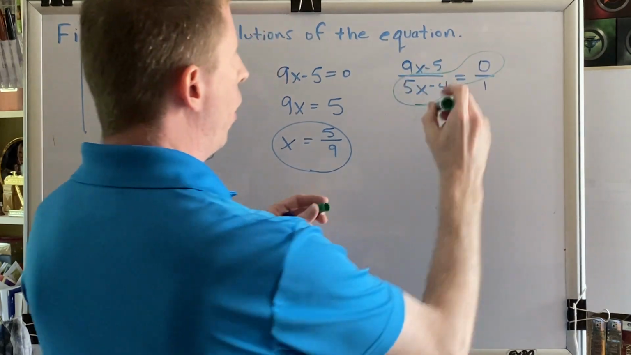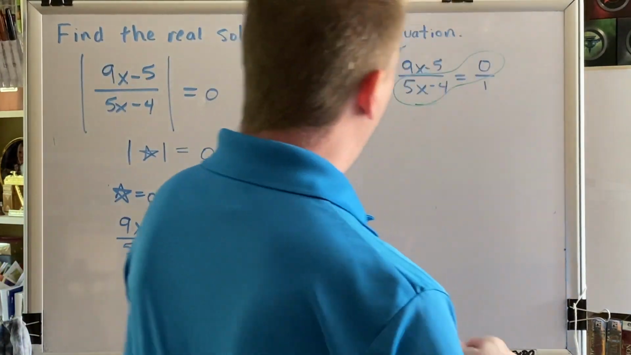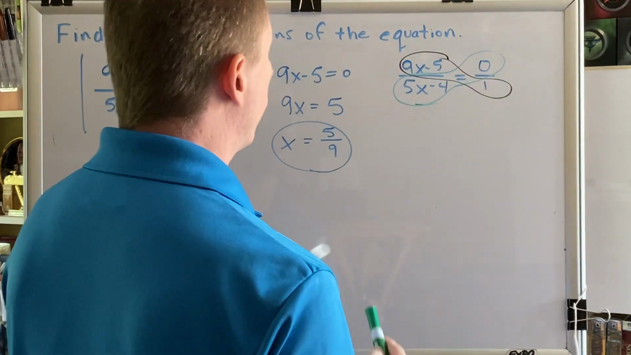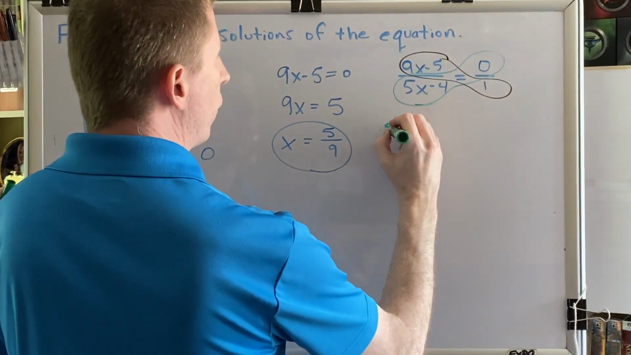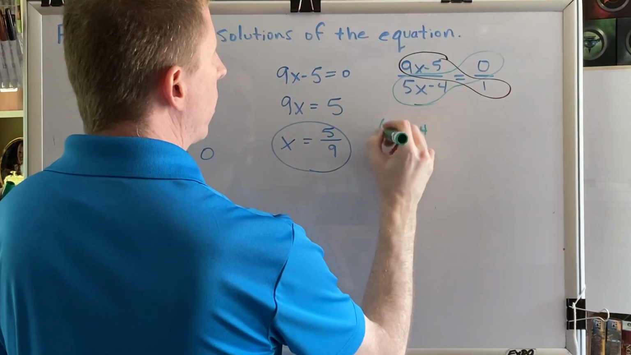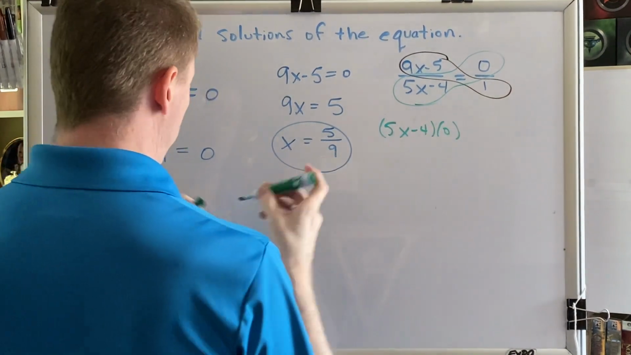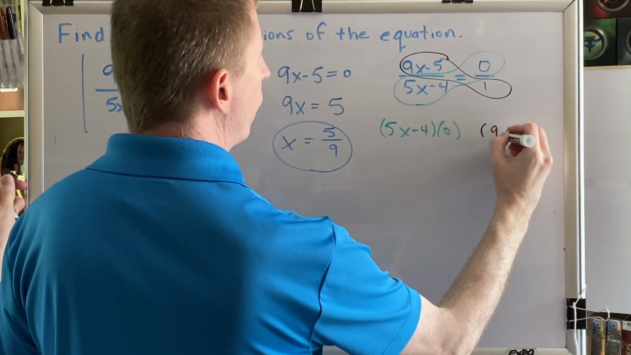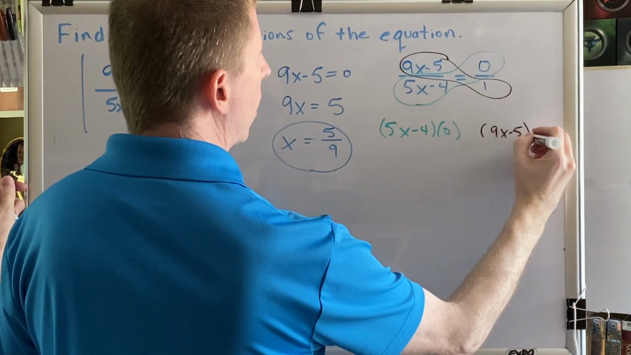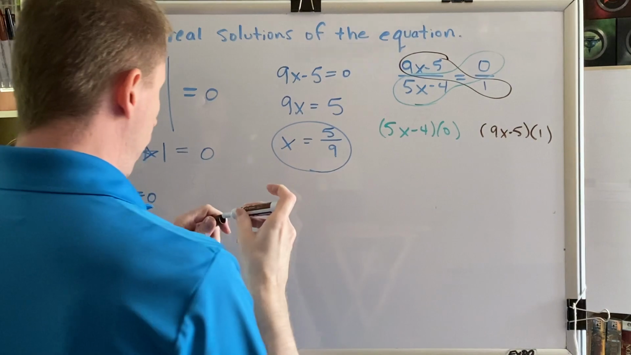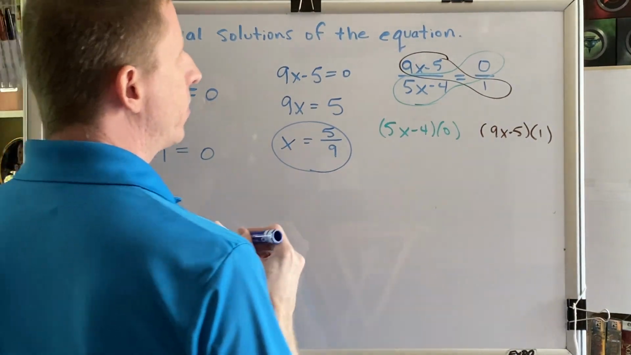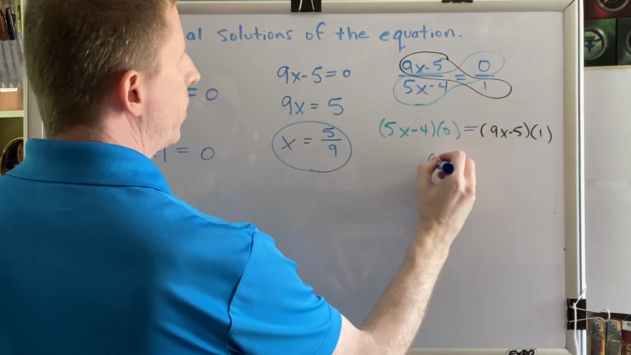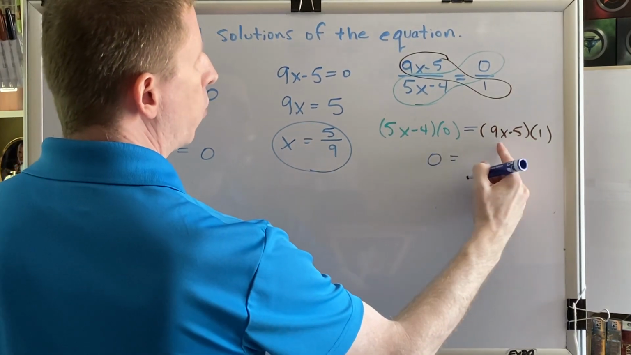So I'll multiply those together, and I will multiply those together, and I will set them equal. The green part is 5x minus 4 times 0. The brown part is 9x minus 5 times 1. And we remind ourselves that these are equal. Anything times 0 is 0. Anything times 1 is itself.